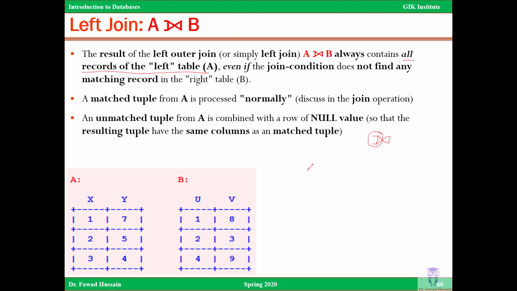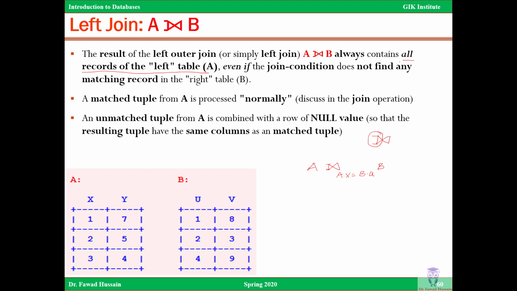So it's going to be A, and then I'm going to put the symbol for the left outer join, and I need to specify on which attribute. So this is not a natural join. I need to specify which attributes are going to be the ones that are involved in the join. So let me put it as a dot x equal to b dot u. So this is the condition, and the join is between A and B.